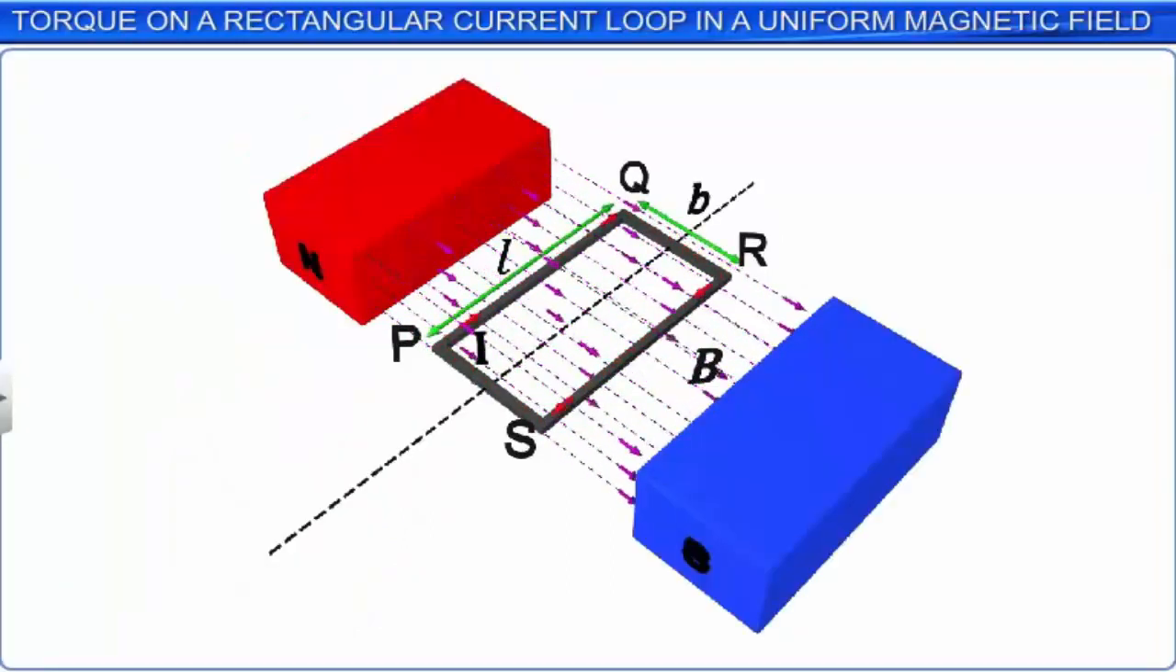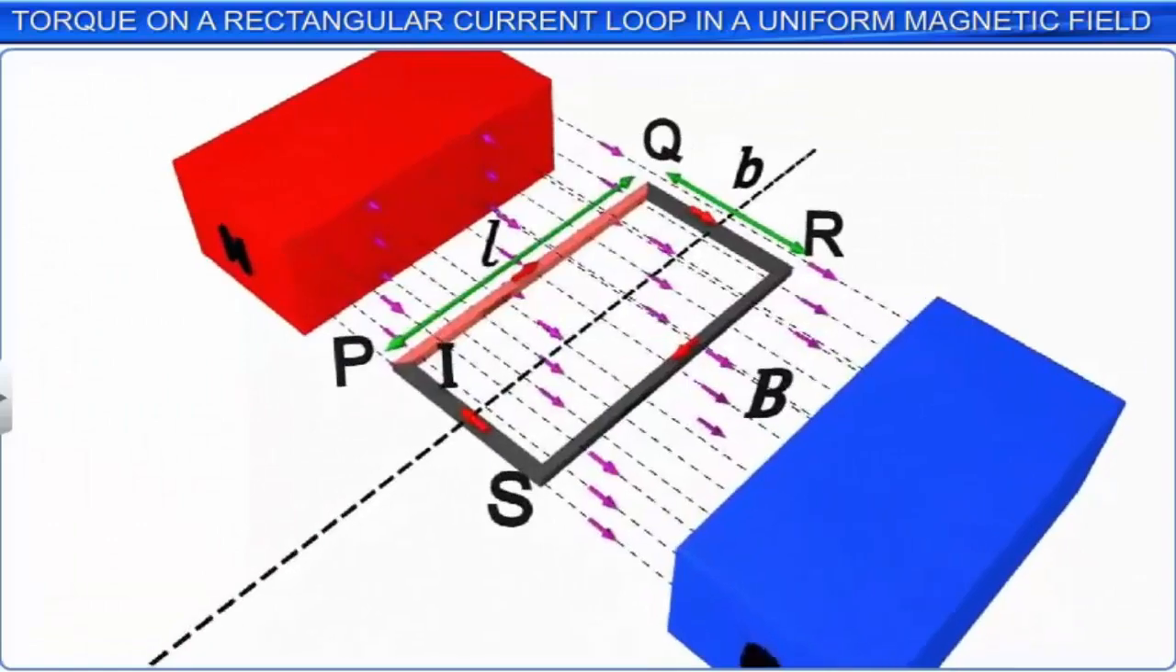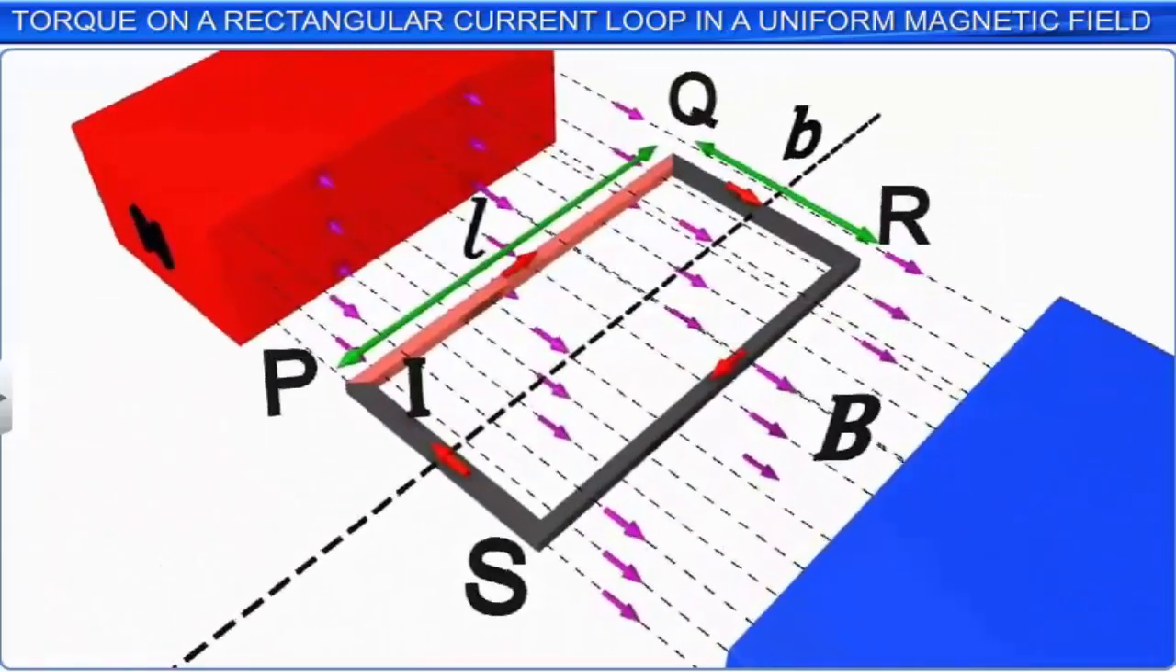The magnetic field exerts some force on the arms of the current-carrying rectangular loop. The direction of current in the arm PQ of the loop is perpendicular to the direction of magnetic field.